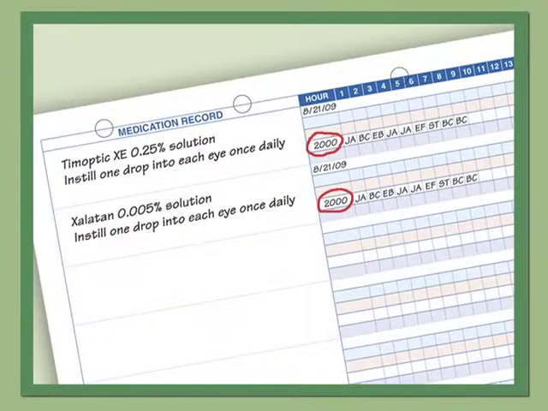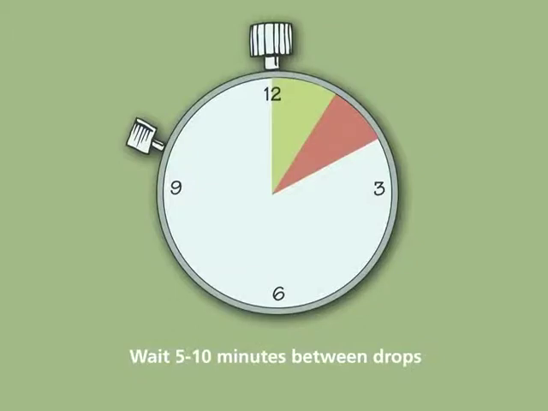If more than one drop of medication is to be administered in the same eye at the same time, either the same medication or a different medication, allow enough time between drops for the first drop to be optimally absorbed. With most medications, this means waiting 5 minutes between drops, while some medications specifically recommend waiting 10 minutes. Check the medication package insert or ask your pharmacist for specific information.